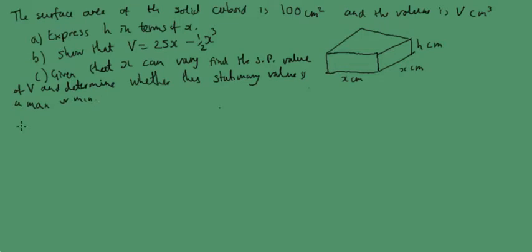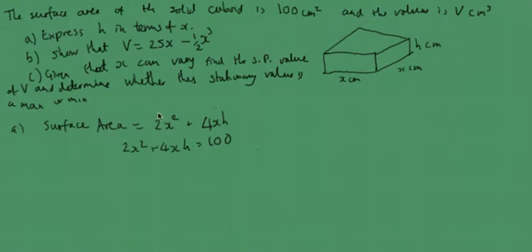So, firstly, express h in terms of x. So we know the surface area is 100. So what is the formula for the surface area? So the surface area is going to be all the different shapes added together. So we've got the top square and the bottom square are x squared each, and there's 2 of them. And now we've got 4 of these rectangles on each side, so that's going to be x times h, and there's 4 of those. And so 2x squared plus 4xh is going to be 100.